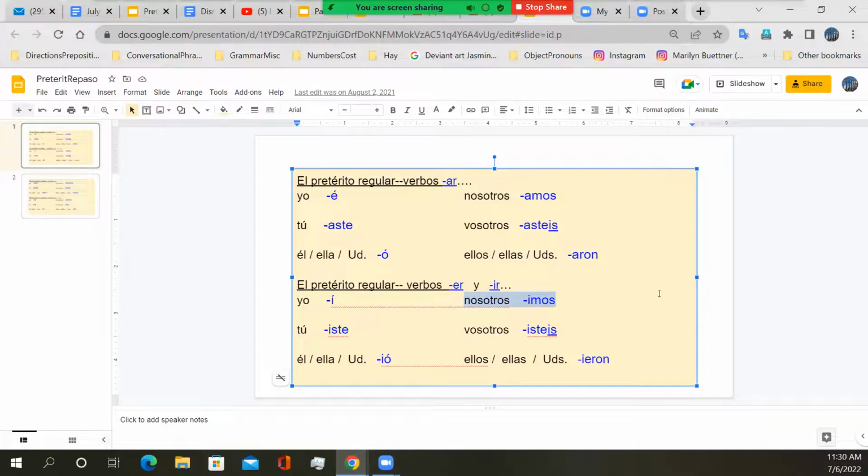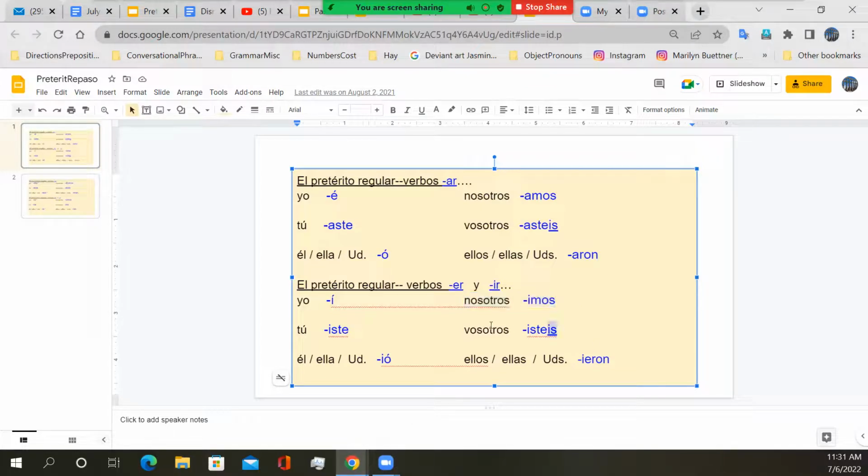Nosotros gets not amos, but imos. Notice not emos, E-M-O-S, but imos, I-M-O-S. So, comimos, we ate. Vivimos is both presente and preterito, we lived, right? Bebimos, we drank. Aprendimos, we learned. Okay, imos for an ending.